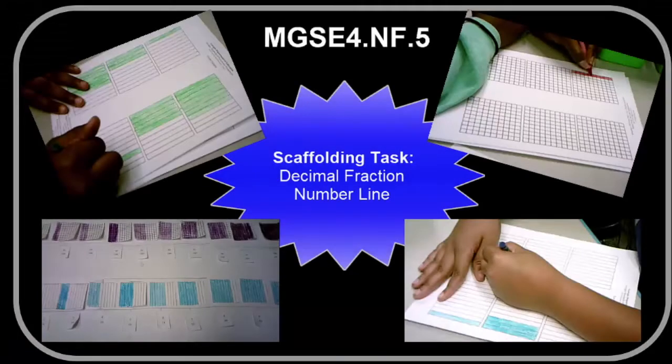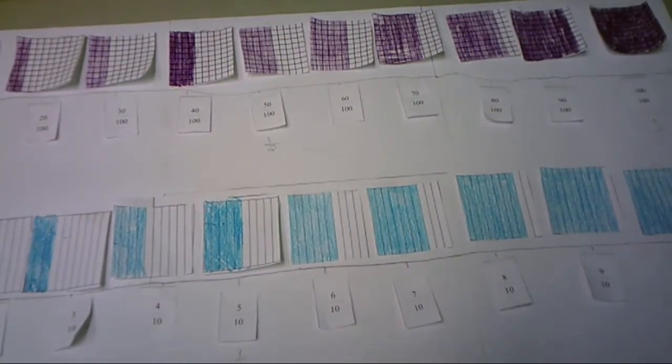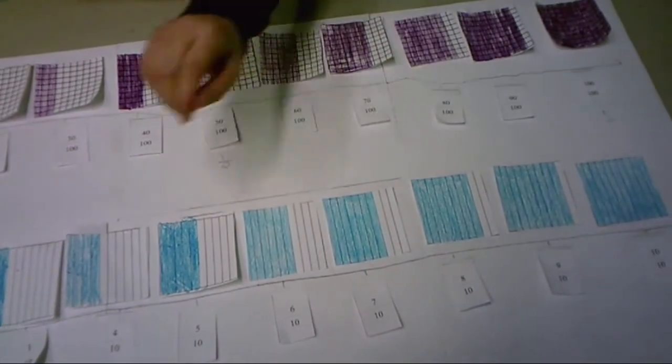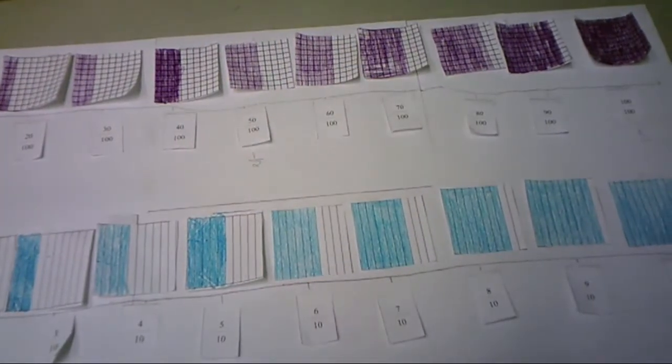After students developed their decimal fraction models, they developed a number line to reflect equivalent fractions with denominators of 10 and 100. What patterns did you see as you completed your number line? We saw that it went in 10, so 10, 20, 30, 40, 50, 60, 70, and so on.